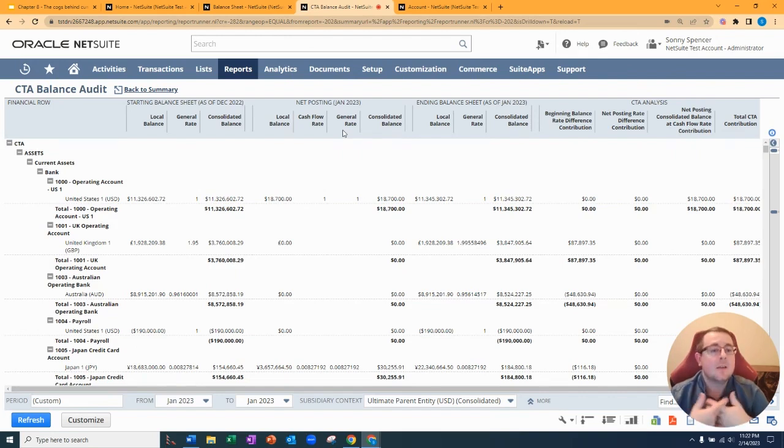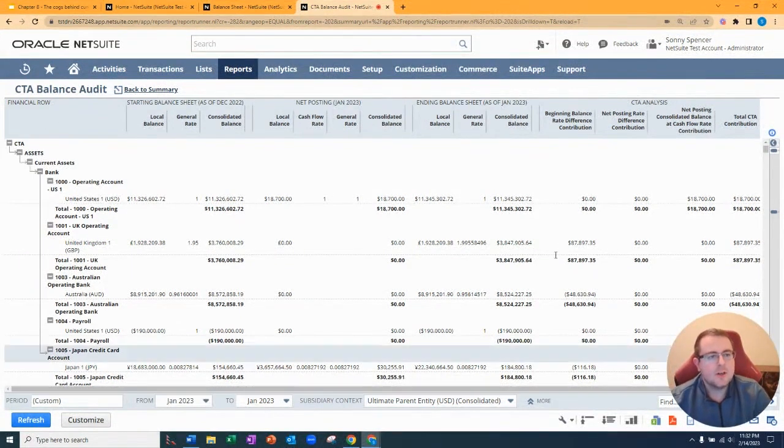In other words, we're going to take the movement in the accounting period range we're looking at and multiply it by the consolidated exchange rate for the latest period that we're referring to. Let's move on to the next section, the ending balance sheet. Now notice the accounting period referenced here is January 2023, and that's because that is the period referenced in the to section of our report.